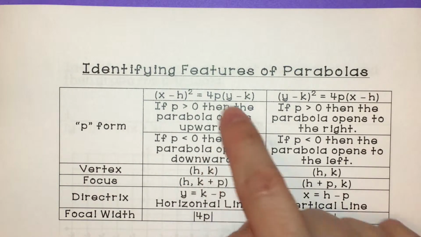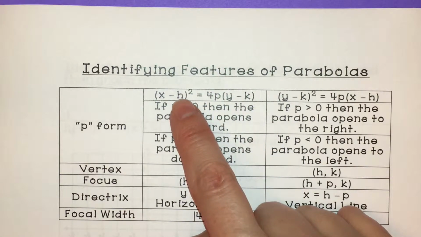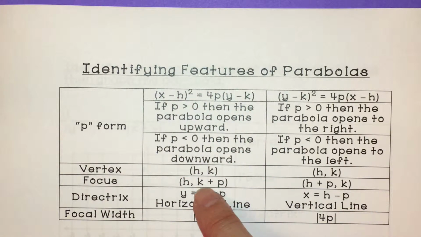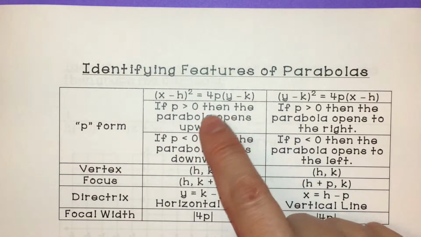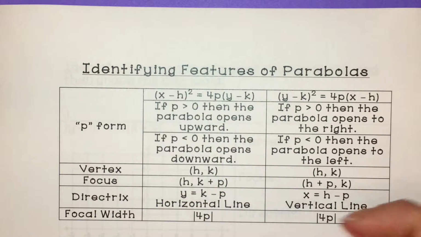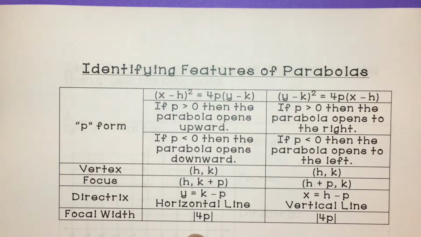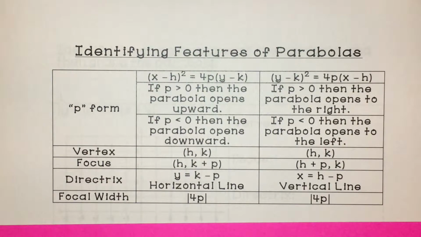The vertex is at h comma k. The focus is the x-coordinate is h, the y-coordinate is k plus p. The directrix is a horizontal line at y equals k minus p, and the focal width is the absolute value of 4 times p. And again, this will make more sense when we graph an actual parabola.